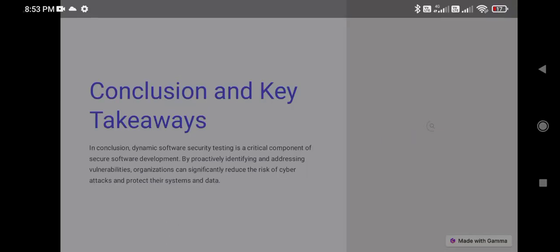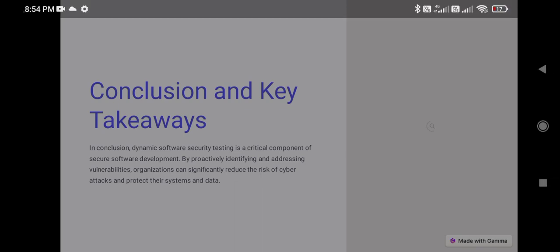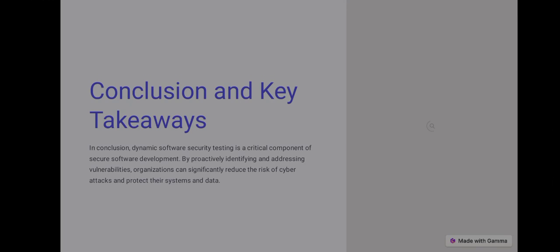Now we came to the conclusion slide of our PPT. In this conclusion, let's see the key takeaways. In conclusion, dynamic software security testing is a critical component of secure software development. By proactively identifying and addressing vulnerabilities, organizations can significantly reduce the risk of cyber attacks and protect their systems and data. This is the conclusion.